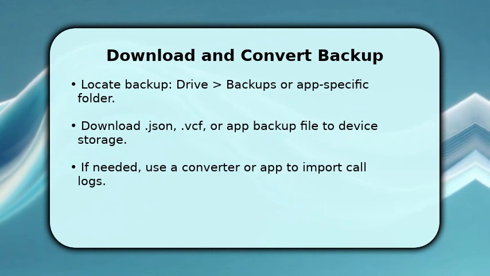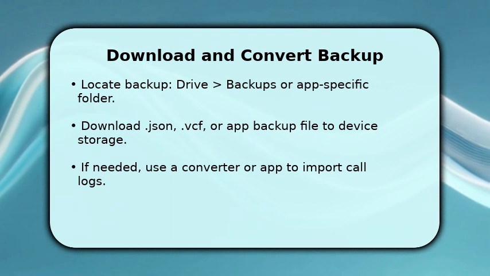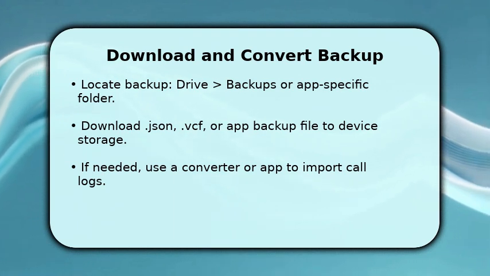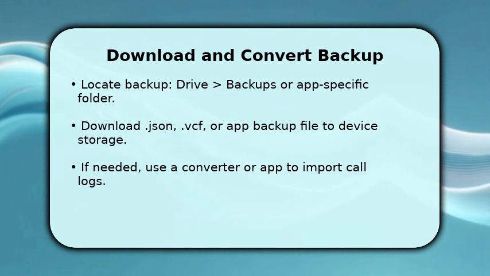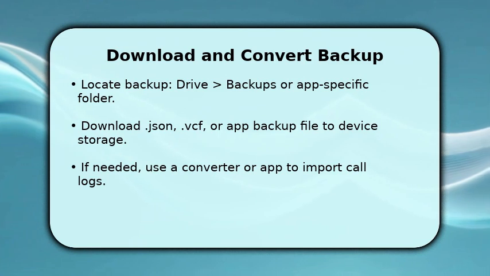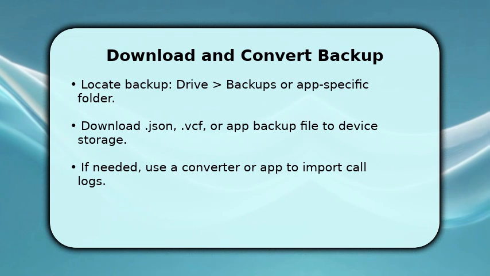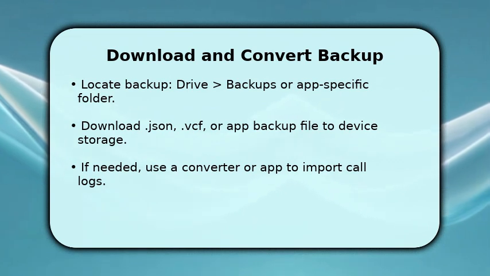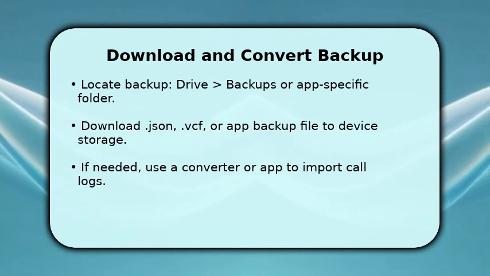If the backup is a JSON or app-specific archive, you may need a converter app that maps fields to Android call log format. This is why permissions and local storage matter. Make sure the converter preserves timestamps and contact ID. After conversion, open your phone's call log import utility or the dedicated app, and point it to the converted file to begin importing entries and resolving contact links.